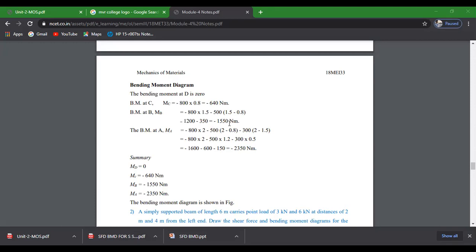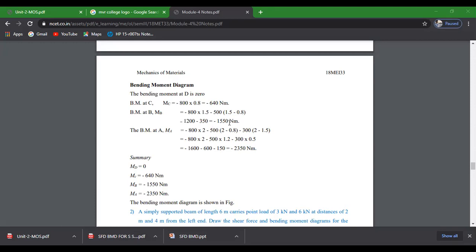The unit will be newton meter. The units you should remember: it is not newton per meter. Many students get confused regarding the units. The unit of bending moment will be newton meter.